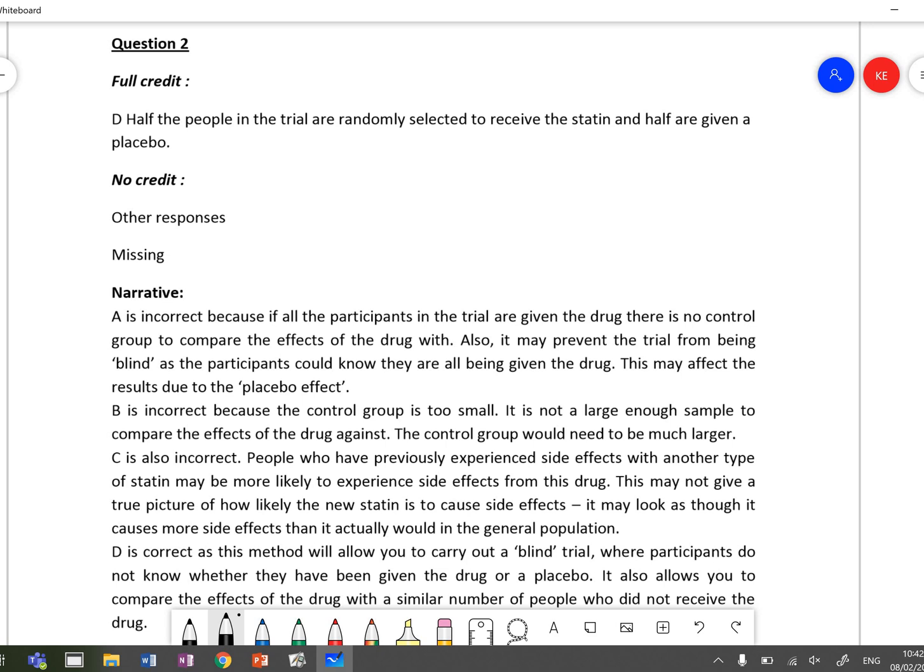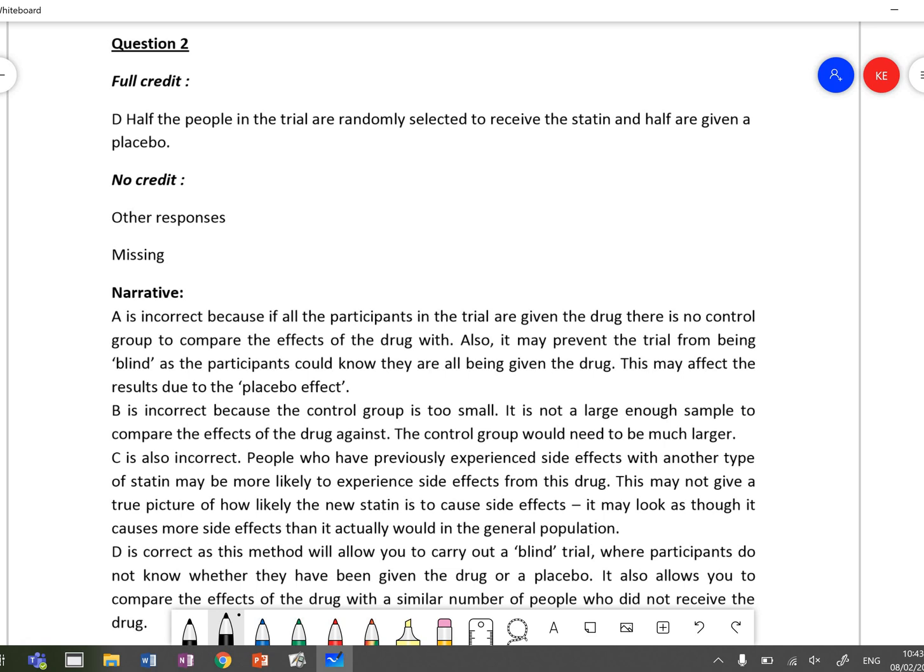So in question 2, a drug company wants to carry out a trial to see if its statin causes side effects. Which of the following is the best experimental design for this trial? A, all of the people in the trial are given the statin. B, all the people in the trial are given the statin except for one person. C, only people who have reported side effects from using a statin before are given the drug. Or D, half the people in the trial are randomly selected to receive the statin and half are given a placebo. Now, you seem to be missing part D in your booklet, so that is the correct answer. So if you can add that on, please.